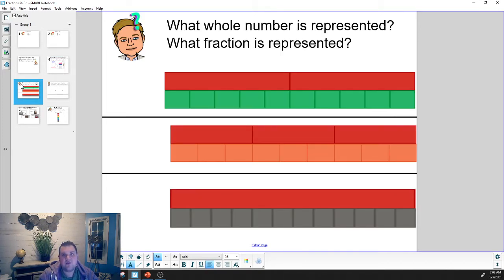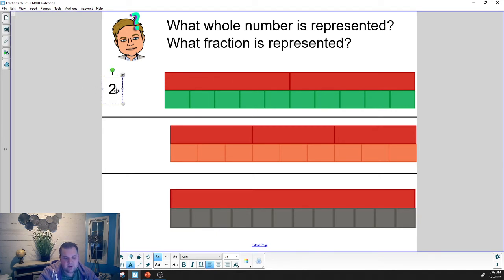So I have 3 different pictures for us to think about. And what I'm wondering is what whole number is represented and what fraction is represented. So I'm going to help you with the whole number, and then I want you to think about what the fraction is that's being represented with the pieces below. So the red piece, one of those pieces is equal to one whole for all of these. So here I see that there's 2 red pieces, so that means that there are 2 wholes being represented.